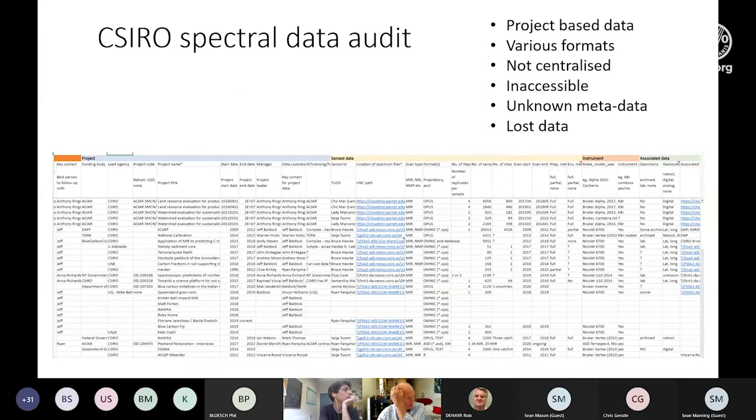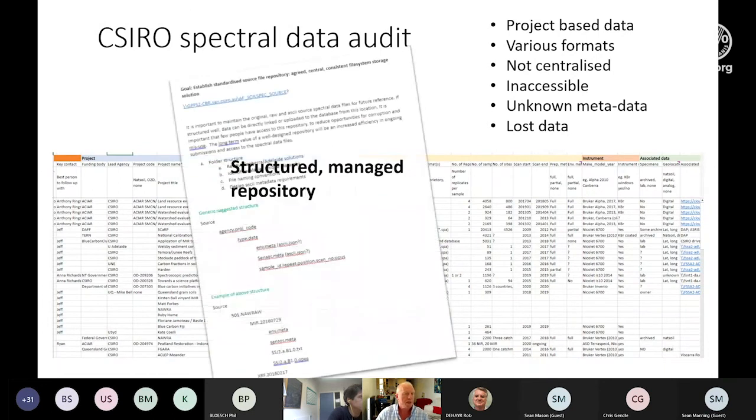So we've done this data audit. You can see there, we've looked at trying to capture the projects and where that spectral data sits, but importantly, some starting information around the metadata associated with that: the instruments it was captured on, the labs that captured it, some of those sorts of things which become important in the future. And now we're moving to pull that all out of these project files and into a stored and managed repository. Still doesn't make it really accessible and usable yet, but at least we know where it is and we can start to capture it. So that's step one.